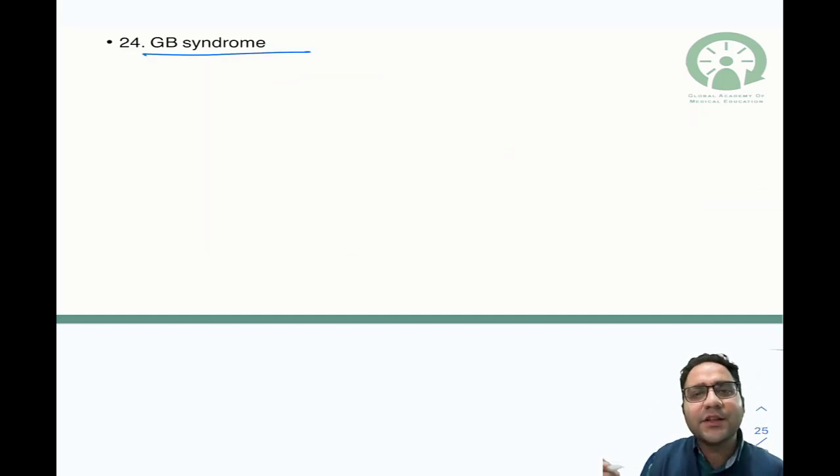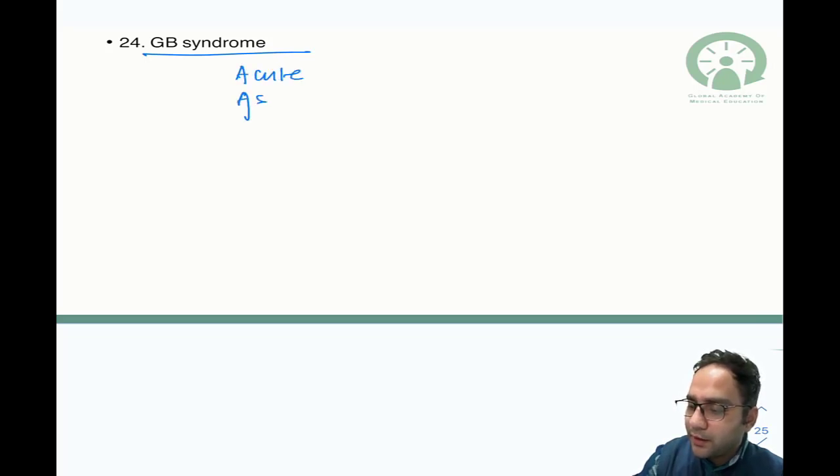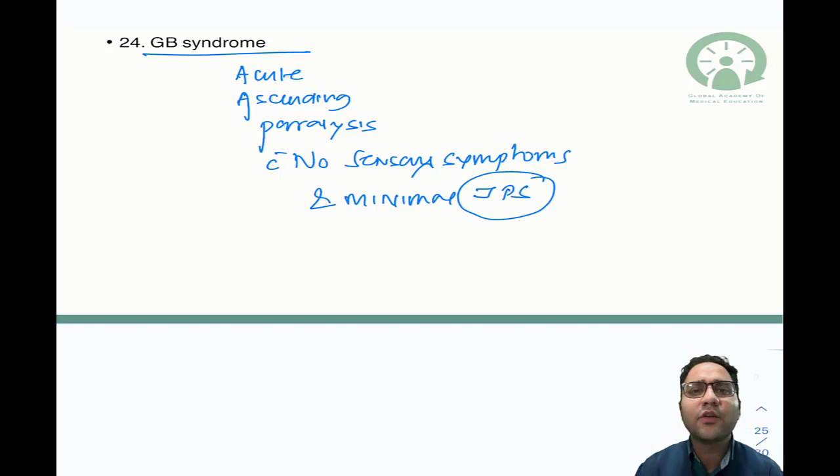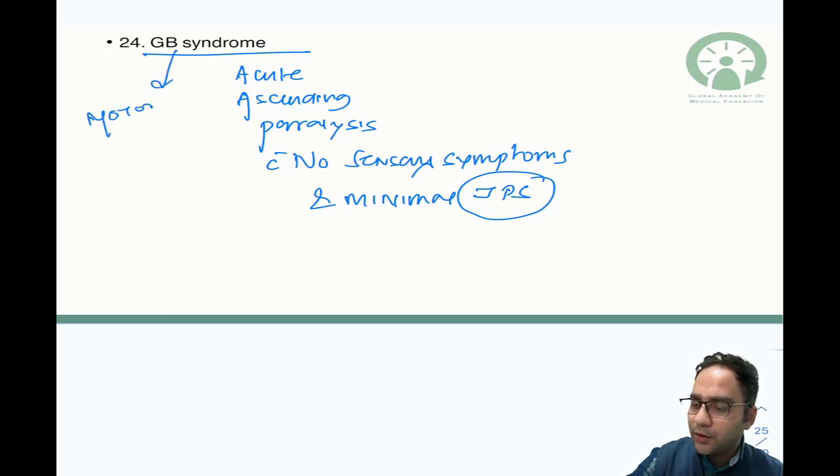Next, you had a question on GB syndrome where they have given you a clinical case scenario, a patient developing acute ascending paralysis with no sensory symptoms and minimal joint position sense involvement. So GB syndrome is basically a polyradiculopathy. In that condition, what you get is motor weakness. You usually do not get any sensory involvement.